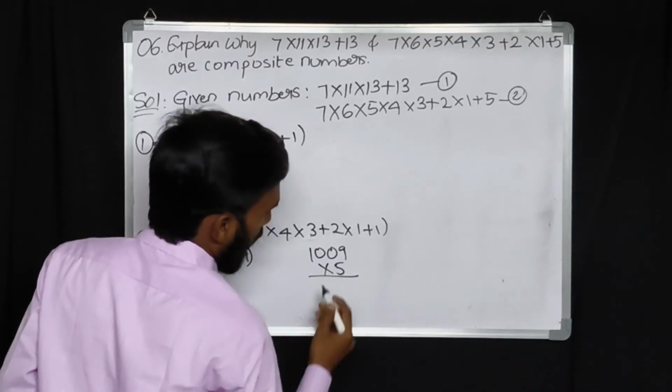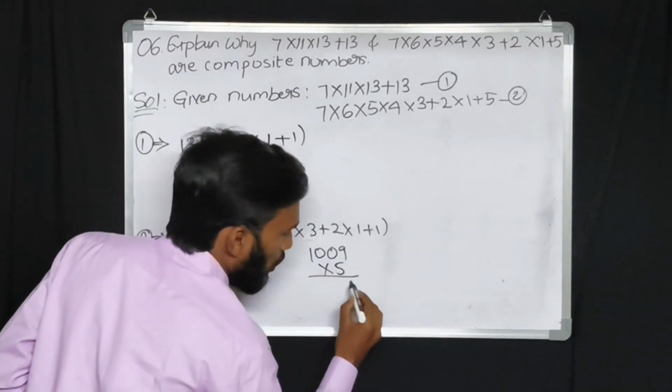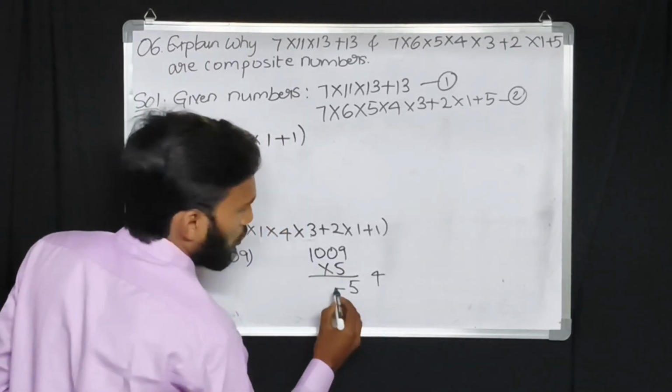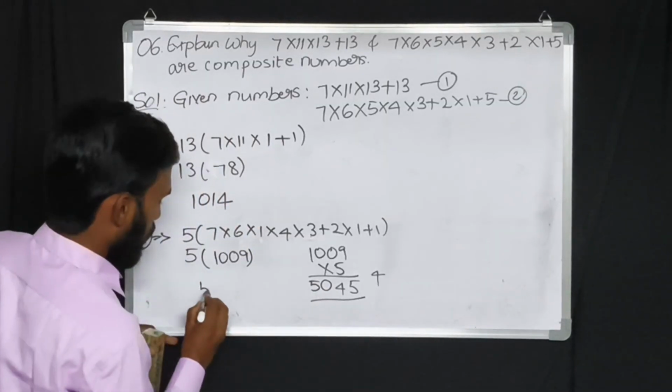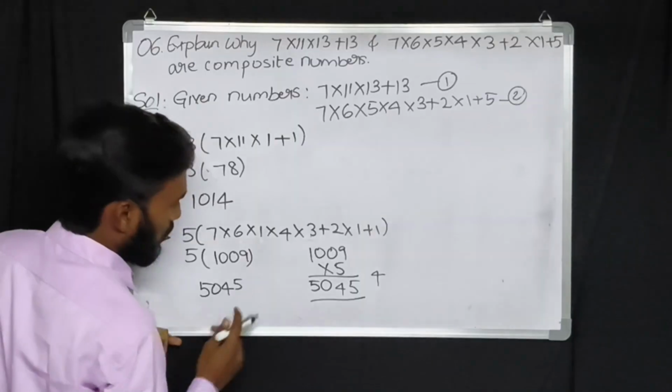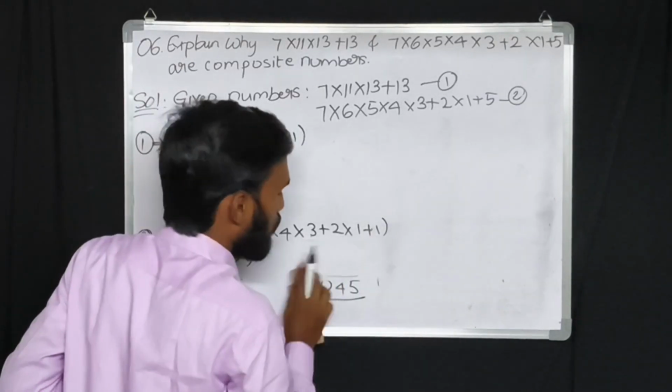Now multiply 1009 into 5. 5 nines are 45, 5 zeros are 0, 5 ones are 5. So 5045. Now come to our question.